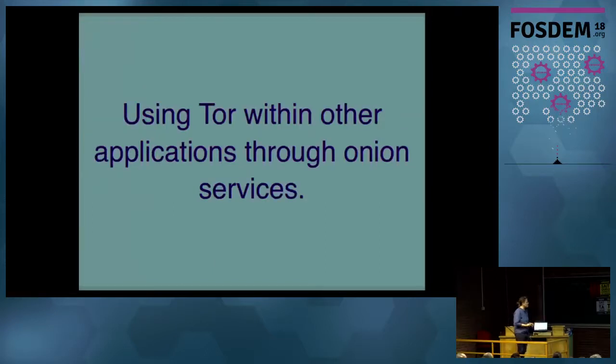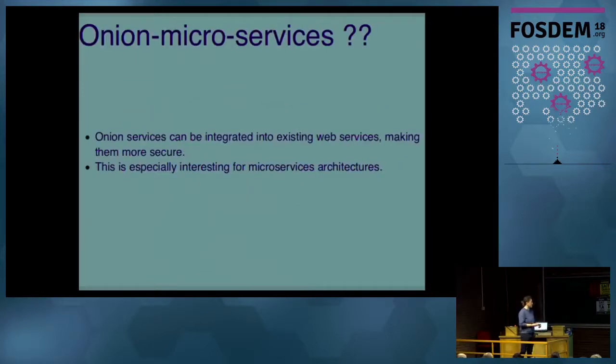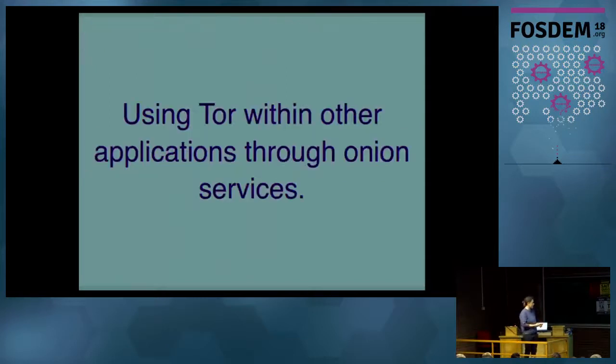So you can use onion services within other applications. And the idea is that they can be integrated to be more secure. Like if you have a part of your application that you want to run as an onion service and allow only this connection to it, that can be possible. It's interesting for microservice applications or for just running some connection to a database through it.